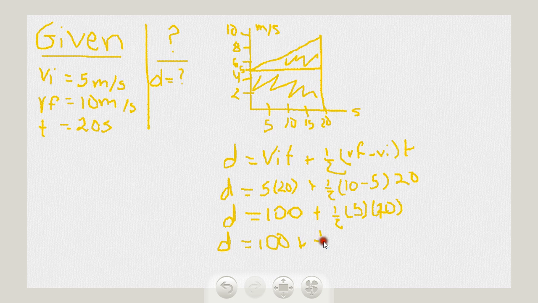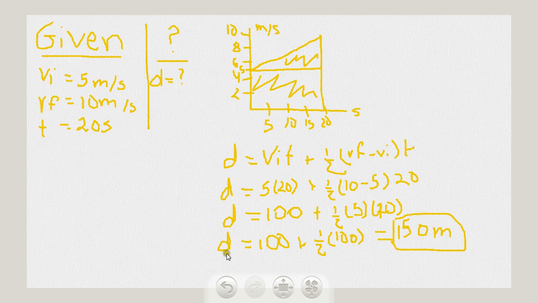So we have the distance is equal to 100 plus a half of 100. So do you know what's a half of 100? So here equal to 100 plus 50, 150 meters. So here we have the answer: 150 meters.